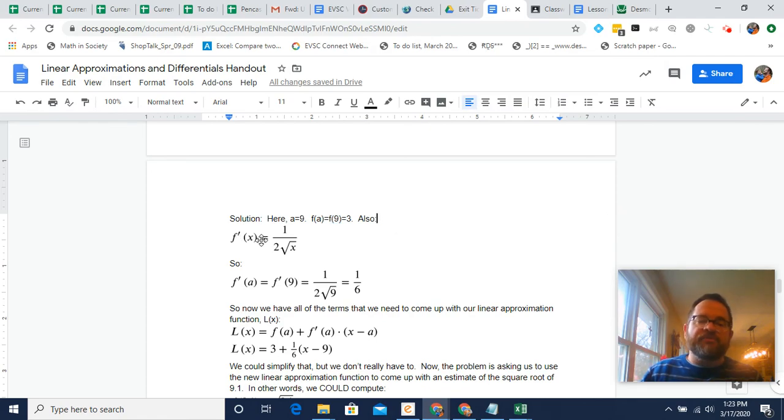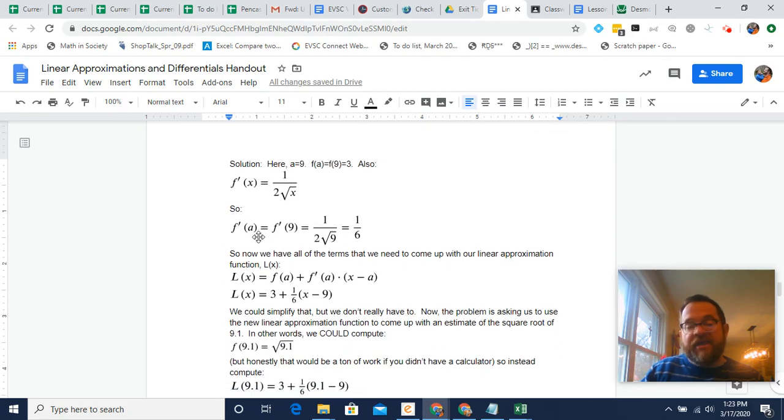And for that matter, we can compute the derivative of f of x, f prime of x, and it's 1 over 2 times the square root of x, kind of an awkward thing. But then we can figure out what is f prime of a. Well, a is 9, f prime of 9, which will be 1 over 2 times the square root of 9. Square root of 9 is 3. So this will be 1/6.